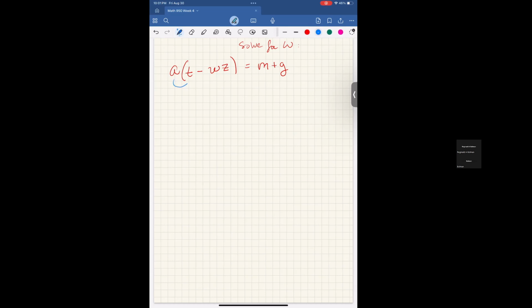If we use the distribution law, you get a times t plus a times negative wz is equal to m plus g. Now, while at first this may not seem like the most optimal choice of steps, I'm going to show you that it's just fine. At this point, we will add a negative at to both sides of our equal sign.